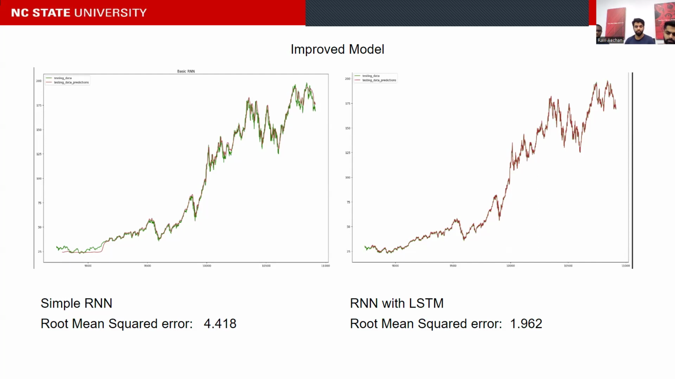And you can see the improvement between the model as we go from 4.4 to 1.9. And you also see the red line, which is our prediction, and the green being our actual. And the data on the right shows a better following of that green line.